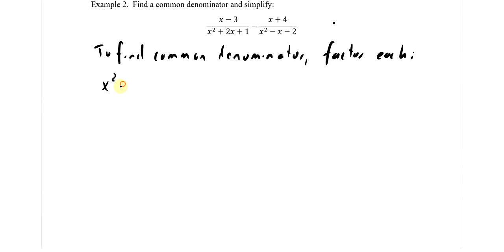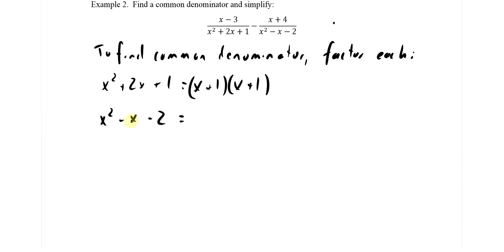X squared plus 2x plus 1. If I factor that, I want two numbers that add to 2 and multiply to give 1. So that's 1 and 1. X squared minus x minus 2. To factor that, I need two numbers that add to minus 1 and multiply to minus 2. So minus 2 and plus 1 will do that. So x plus 1, x minus 2. This is like when we factored the 6 and the 14 in the previous problem.